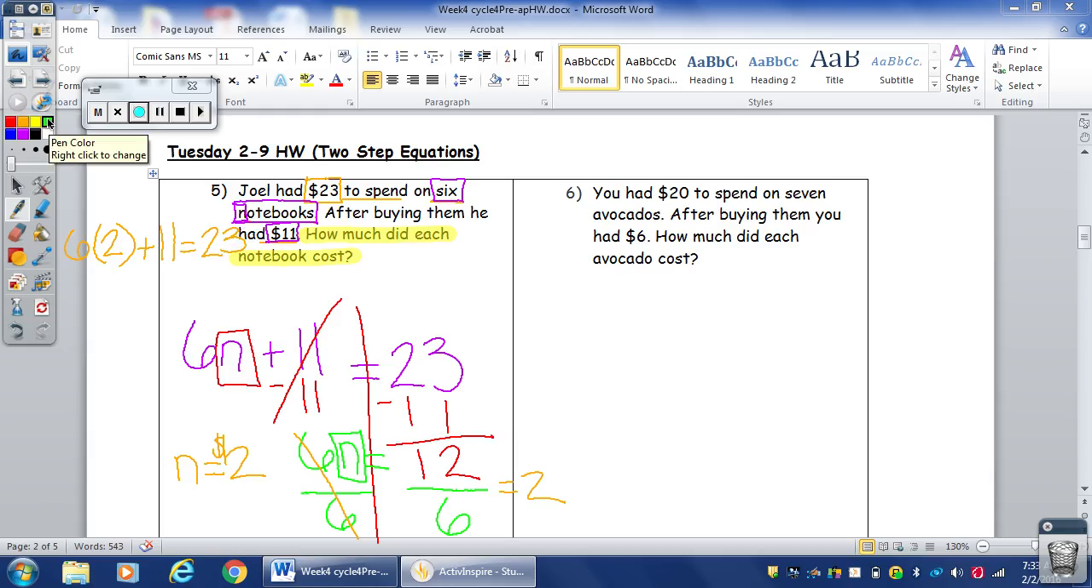Now since I'm solving, I'm going to use order of operations. So I'm going to multiply before I add. I know that 6 times 2 is 12. And then 12 plus 11 is 23. So now that I've checked that both sides of the equation are equal, I can actually answer my question. How much did each notebook cost? Well, each notebook costs $2.